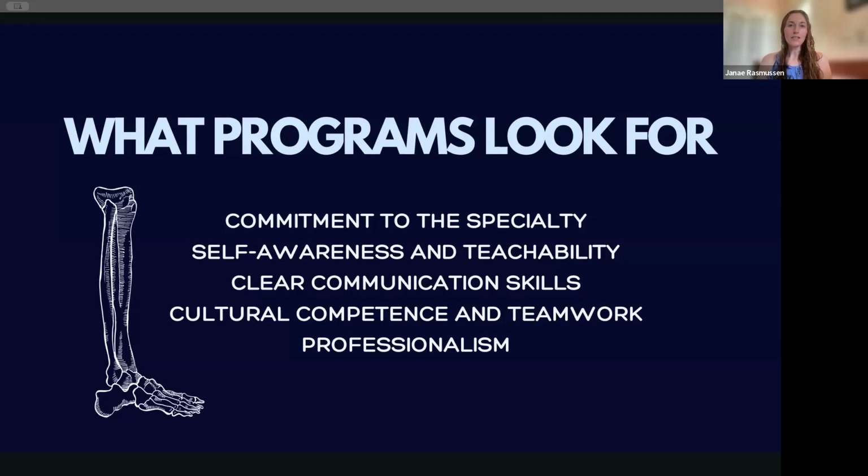Another important aspect is, are you someone who is teachable? Do you have self-awareness? Are you someone who cooperates well on a team? Do you have good communication skills? Do you work well within the program's culture and have cultural competence, meaning you can work with patients who are underrepresented minorities, or patients who are from more affluent communities? The point is that you're able to navigate all of those different spaces in a professional manner.